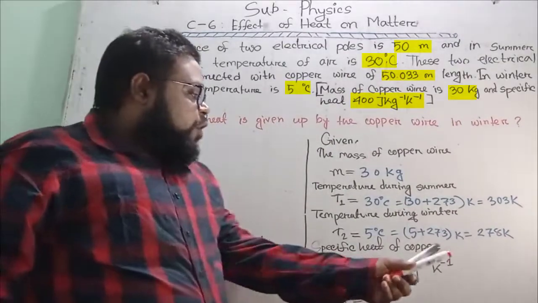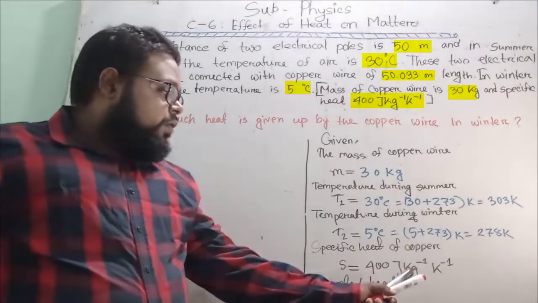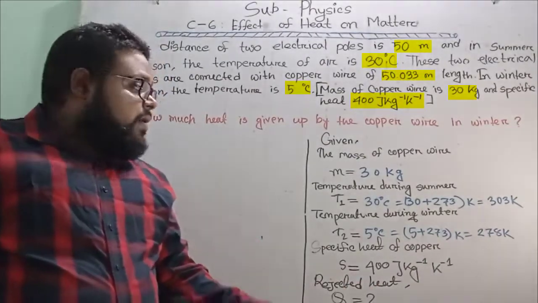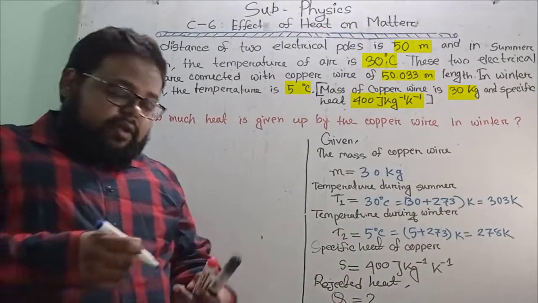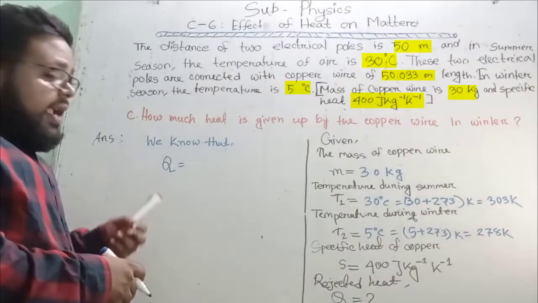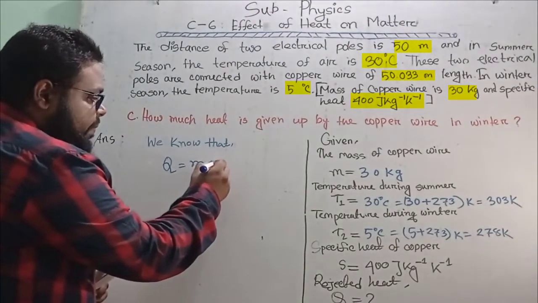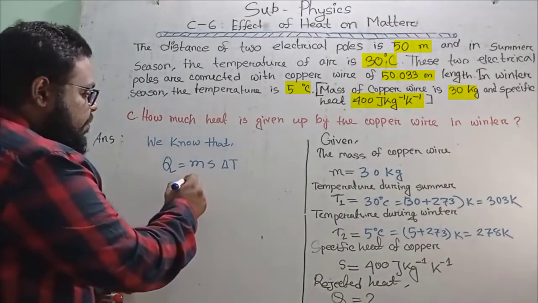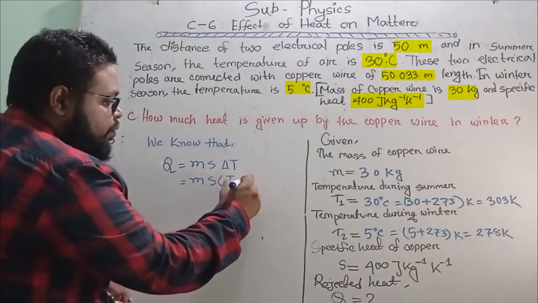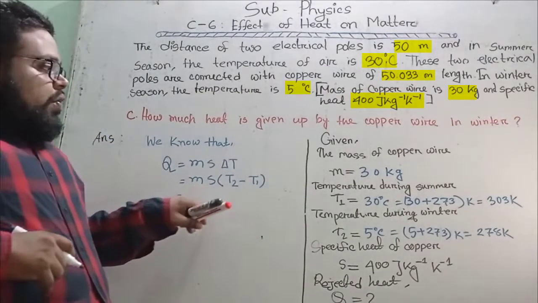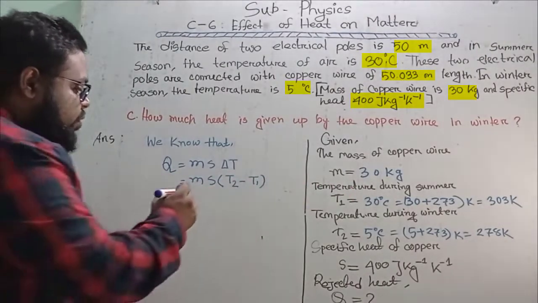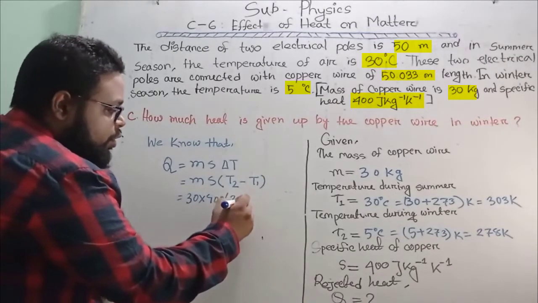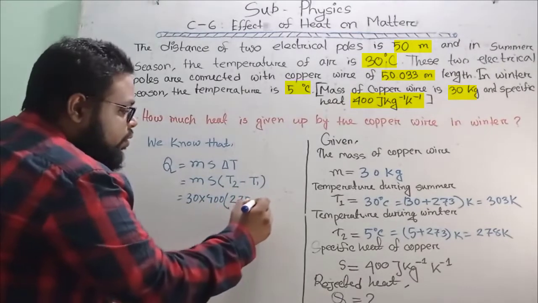And the specific heat of copper is given, S equals 400 joule per kg per Kelvin. Here you can see that. And we have to find the rejected heat by the copper wire in winter season. Okay? Dear student, we know that heat equals m s delta T. Delta T means the difference of the temperature. So we can write m s (T2 minus T1). At this time we have to put m equals 30, s equals 400, T2 equals 278 and T1 equals 303.